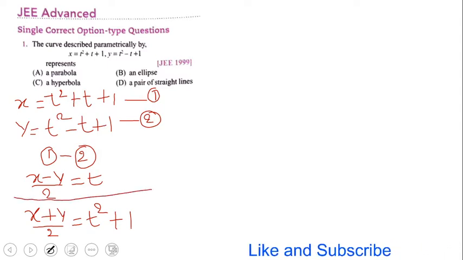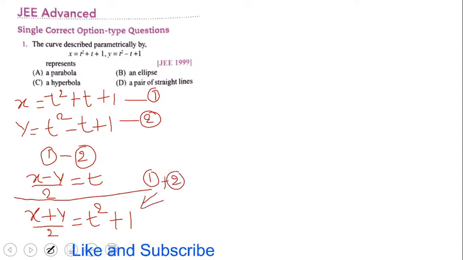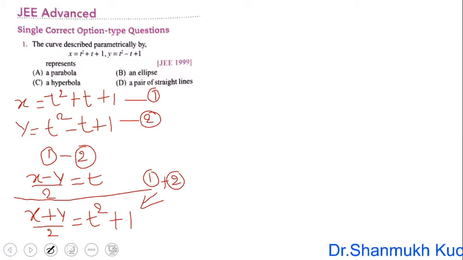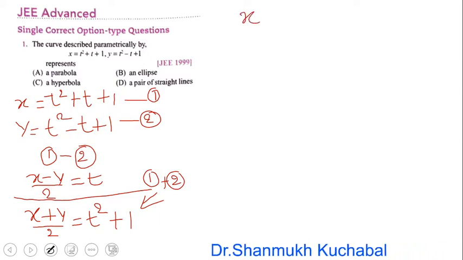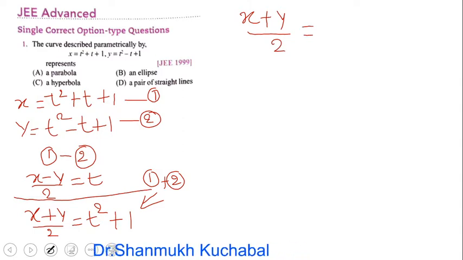So very simple, when we perform equation 1 plus equation 2, we are going to get this expression. Now, in the earlier equation we will substitute the value of t, so we will eliminate t from this equation. So (x plus y) divided by 2 is equal to t square.